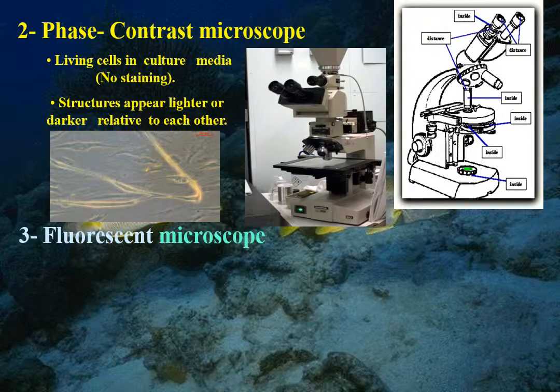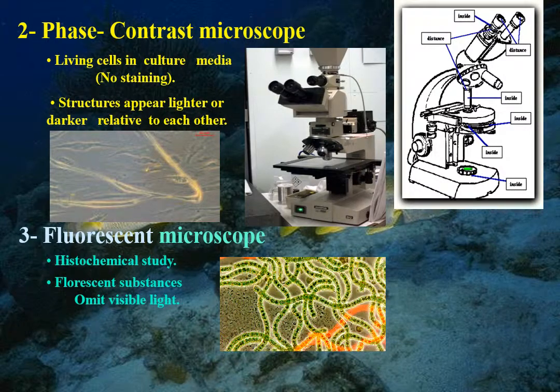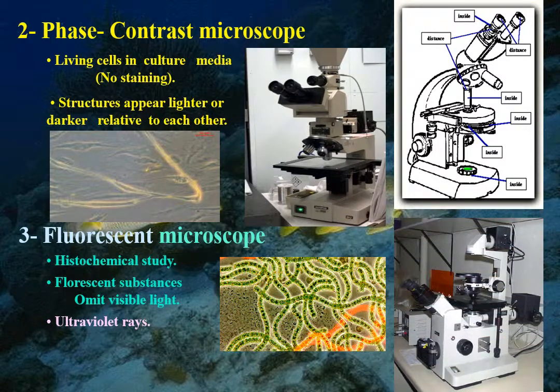Fluorescent microscope is used mainly for histochemical study. By this microscope, the fluorescent substances in the examined tissue will shine by giving off visible light and so become visible. The source of illumination of this microscope is the ultraviolet rays, which are very harmful to the eyes, so a filter is put on the eyepiece to protect the eyes.